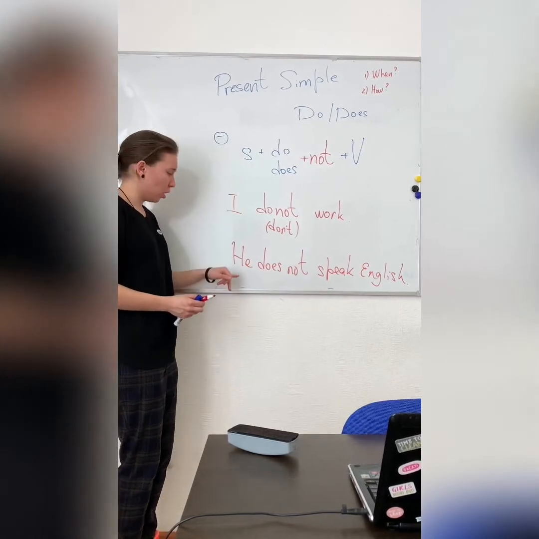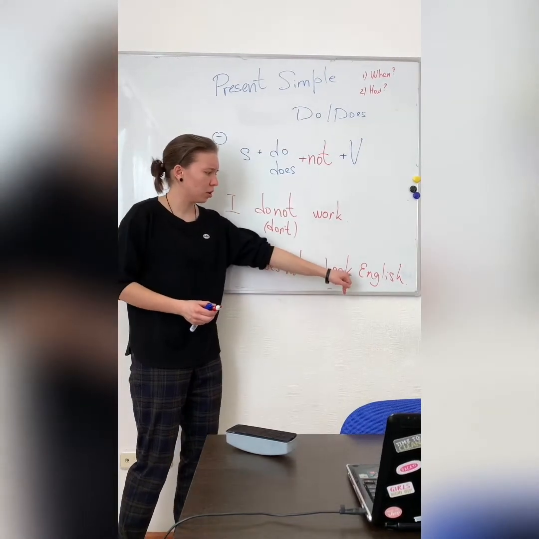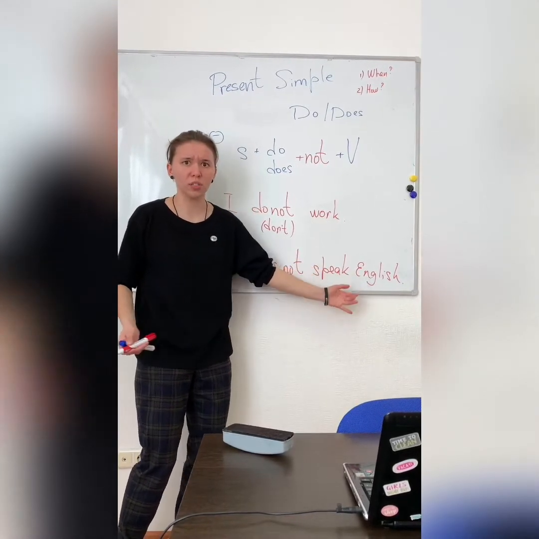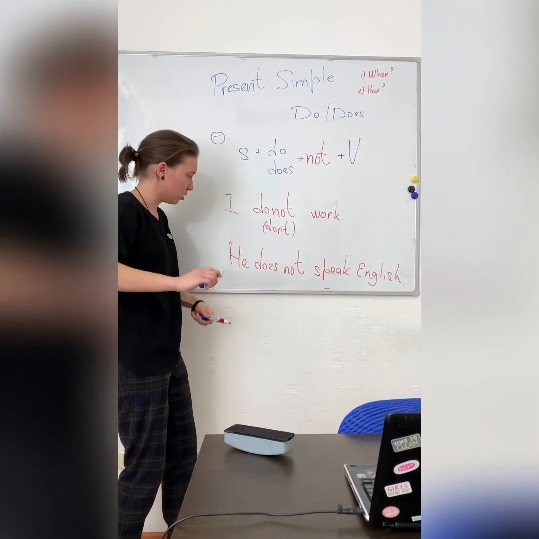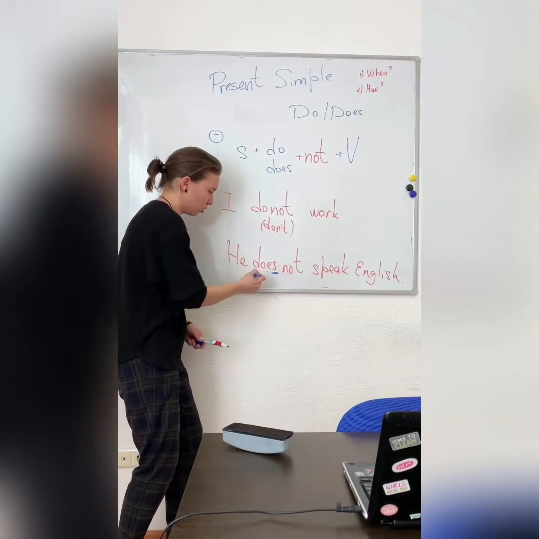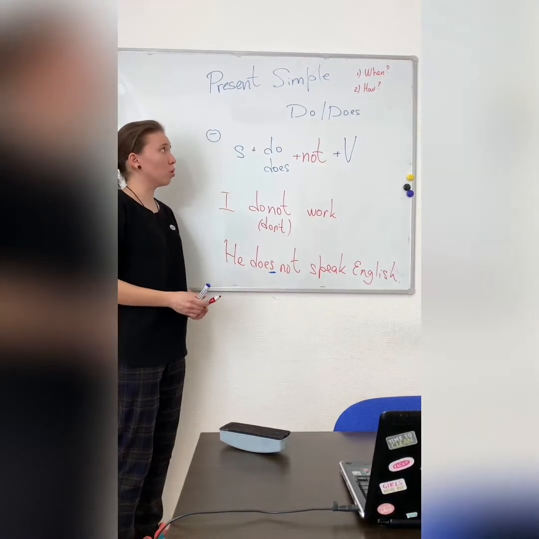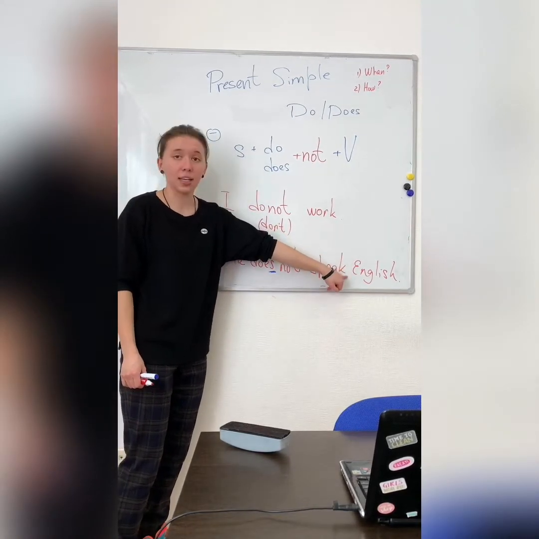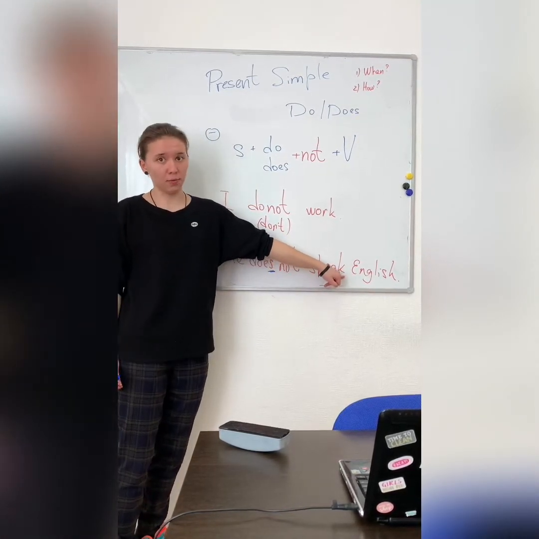We know that with he, we have here s, right? But here, we don't have it. Where is it? Because it is over here. When we have do or does, when we have does, we don't have this s at the end of the verb. Please be careful with that.